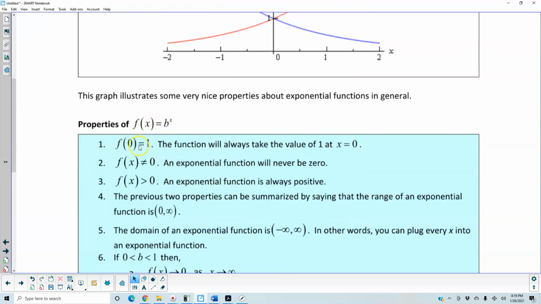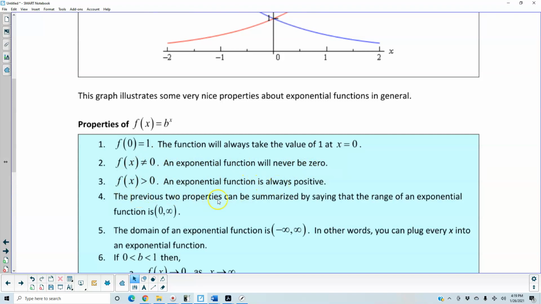If we plug in 0, we know it's going to equal 1. So the function will always take the value of 1 at x equals 0. f of x does not equal 0. An exponential function will never be 0. f of x is greater than 0. An exponential function is always positive.